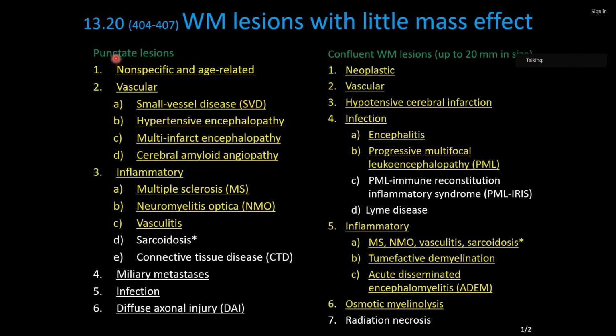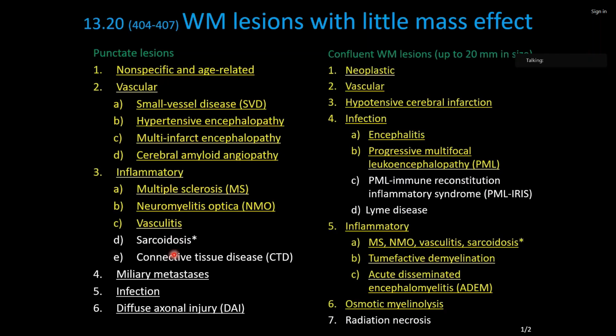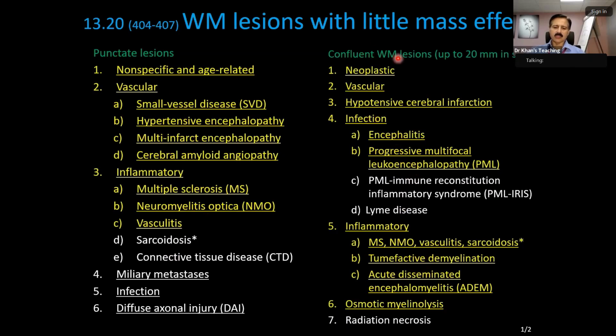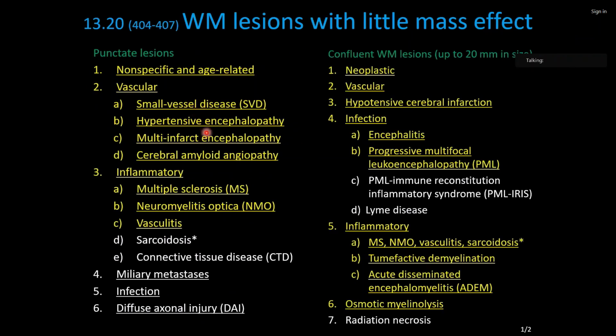from this differential diagnosis, look here, punctate lesions, and MS is there. But you will see that ADEM, acute disseminated encephalomyelitis, is not in this subheading. On the other hand, it is under this heading. You will see it here. So what does it tell you? That in ADEM, the lesions will be slightly bigger, actually more confluent. Sometimes they are even like this, diffuse. But in MS, the lesions are more punctate.